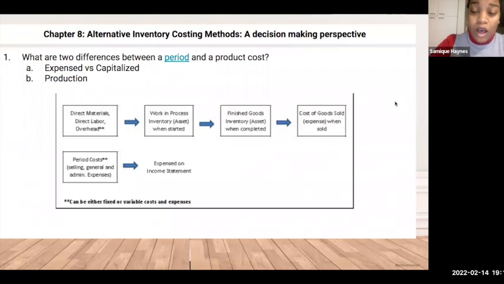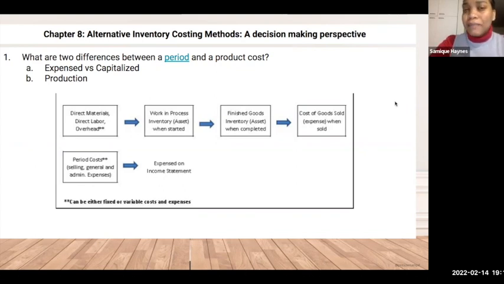The product cost is capitalized on the income statement. And what does that mean? Capitalized means basically that those costs are being absorbed in inventory. Inventory is shown on our balance sheet, right? A current asset is inventory.